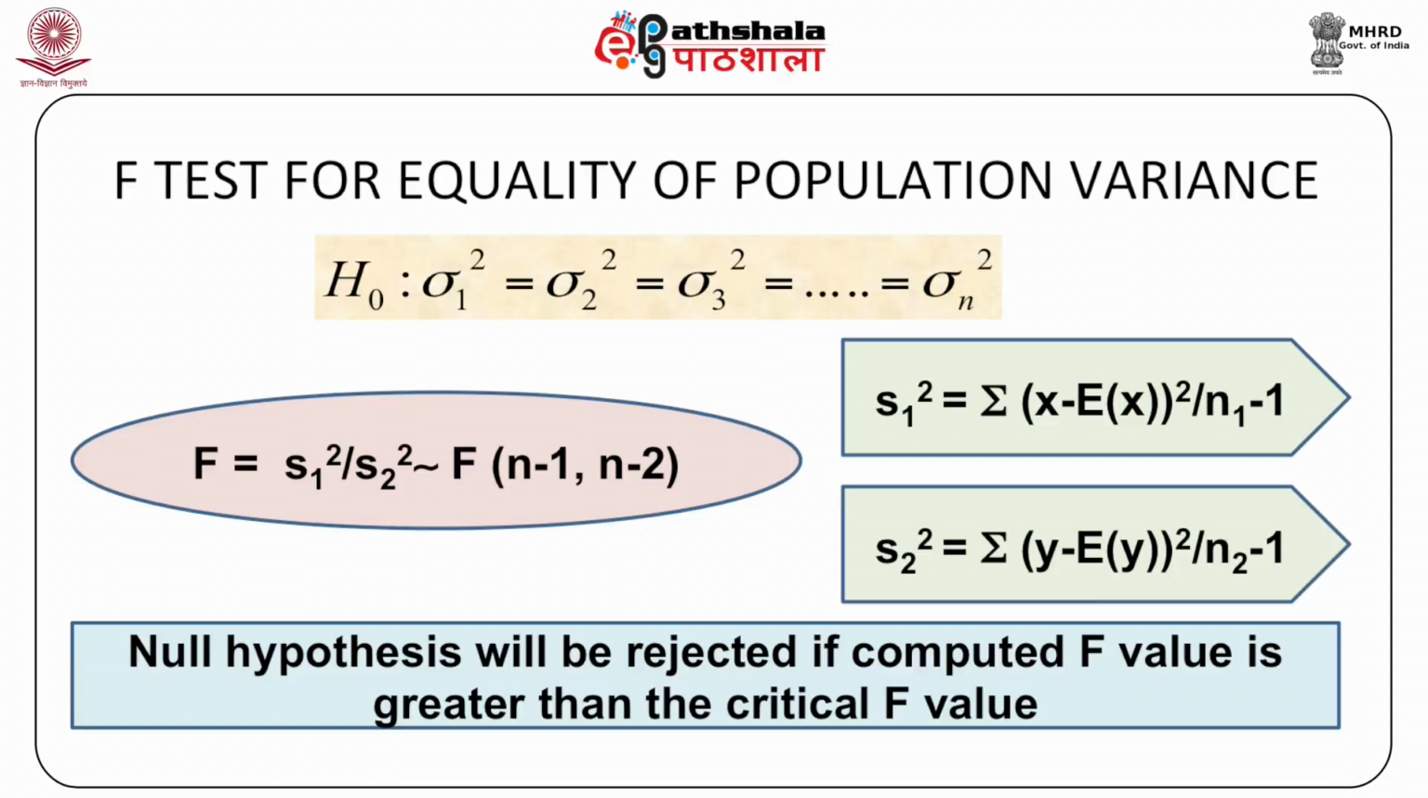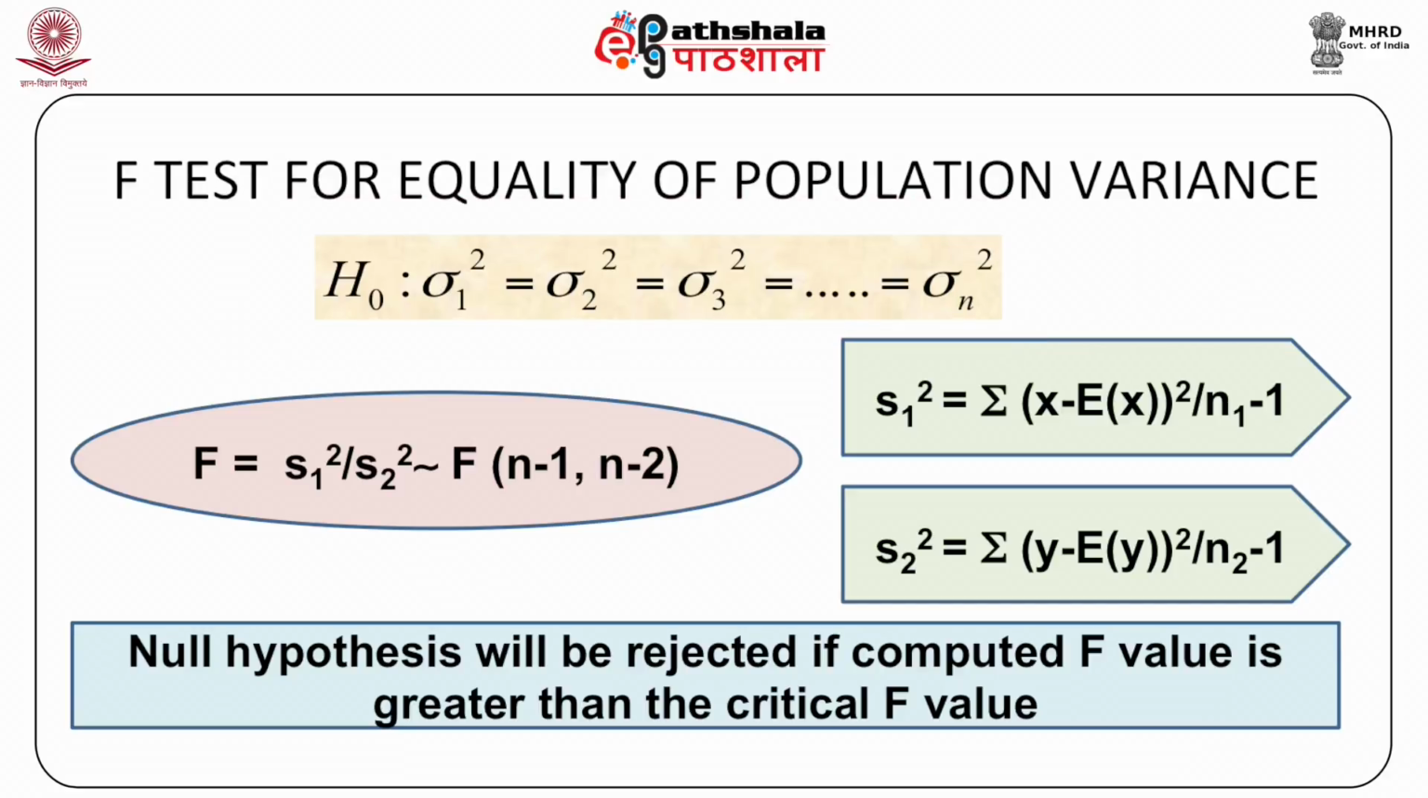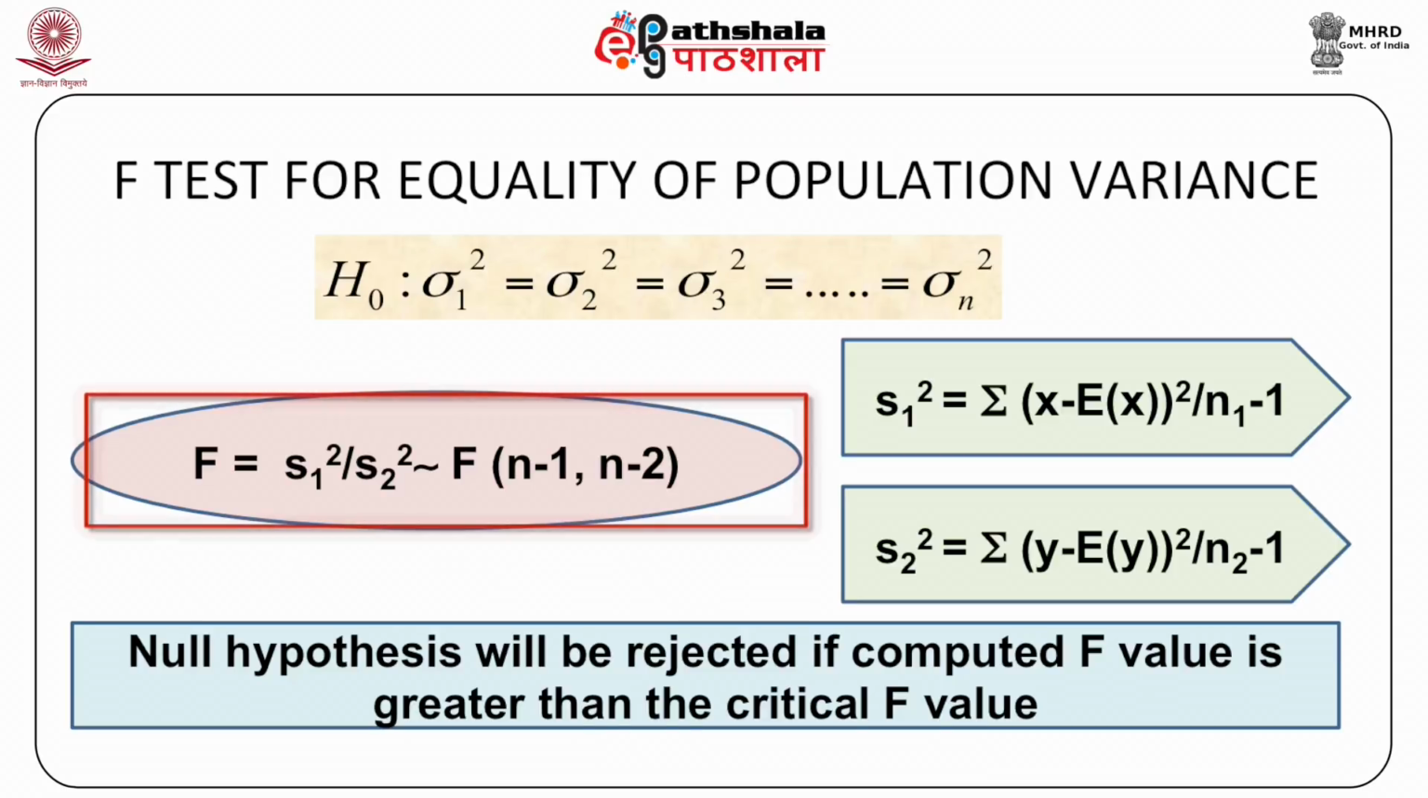The F test is generalized in the case of an ANOVA, where the F test is used to test whether the null hypothesis sigma 1 squared is equal to sigma 2 squared is equal to sigma 3 squared is equal to sigma n squared holds. The test is equivalent to testing for multiple means. Under the null hypothesis, the test statistic is F equal to S1 squared by S2 squared, which is approximately an F statistic with degrees of freedom n1 minus 1 and n2 minus 1.